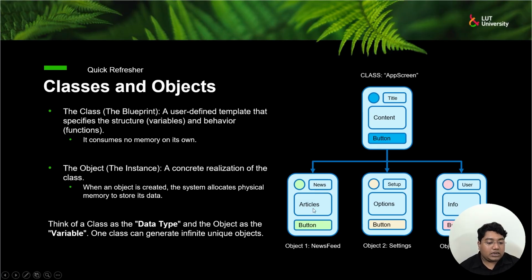Also, you can see there's an app screen illustration here. We have one class called app screen, but we can create many different objects from it. A new screen, a setting screen, a profile screen, all follow the same blueprint, but each stores different data. So one class can produce as many independent objects as we need. Notice that the app screen stays the same, but the data within it updates according to how we prefer it.